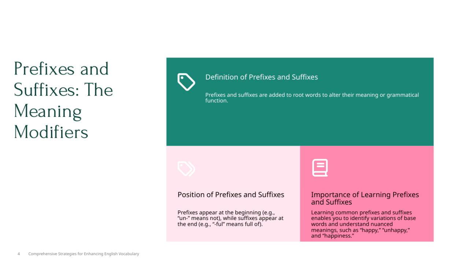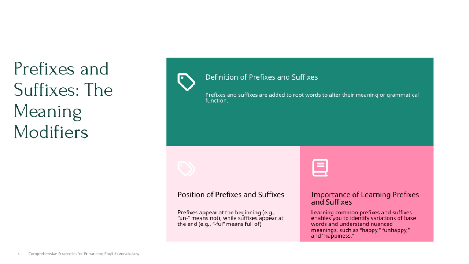Let's talk about prefixes and suffixes, which are what we call meaning modifiers. First, these are little additions to root words that change either the meaning or the grammatical function. For example, a prefix is added to the beginning of a word. Take un-, it means not, so when you add it to happy, you get unhappy, meaning not happy. On the other hand, suffixes go at the end of words. For instance, -ful means full of, so joyful means full of joy.